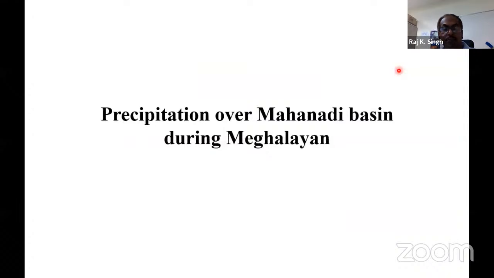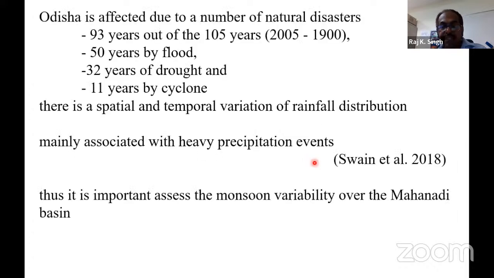present one more record that one of my students recently generated, and has yet to publish, to understand the precipitation over the Mahanadi basin during the Meghalayan time period. Especially because I'm based in Odisha, this is one of our attempts to understand how the monsoon behaves in the place where I am.